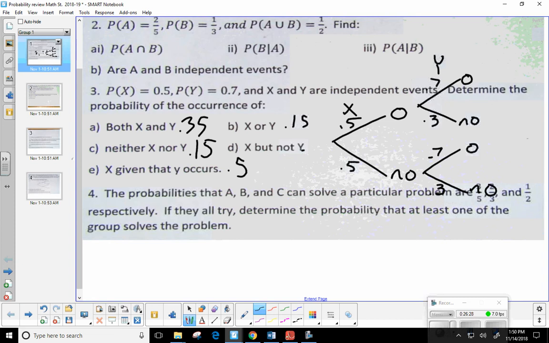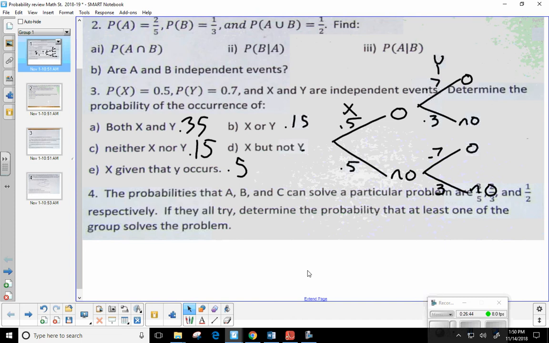That's exactly right. 0.35 divided by 0.7 is 0.5. So we have a 50% chance that X will occur given that Y occurs. Good, good. Okay.